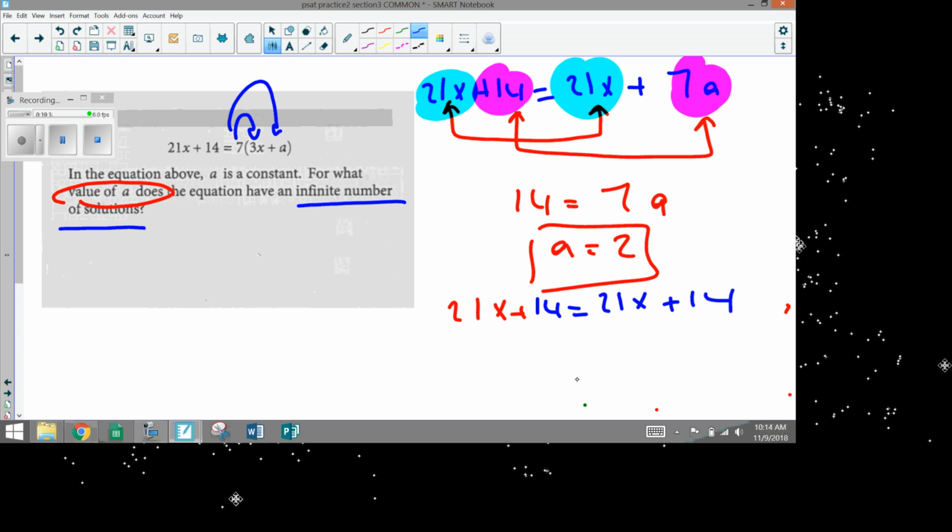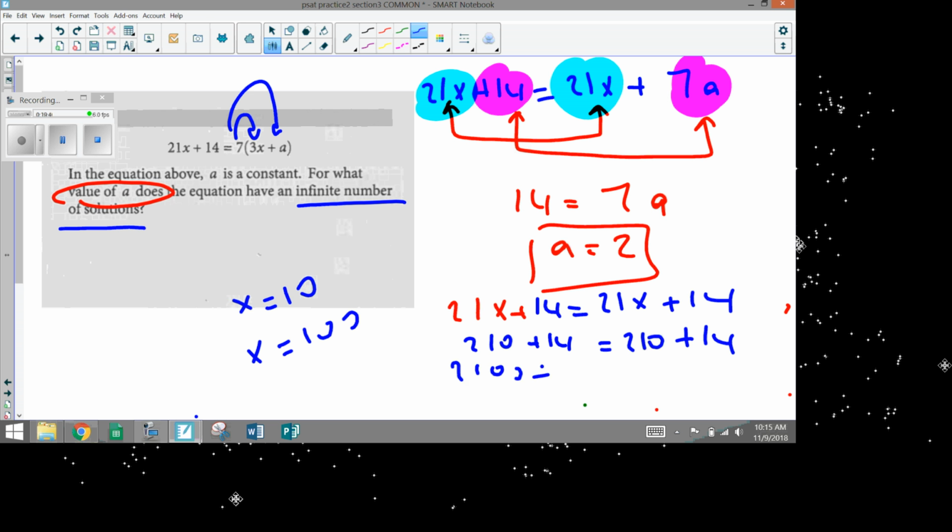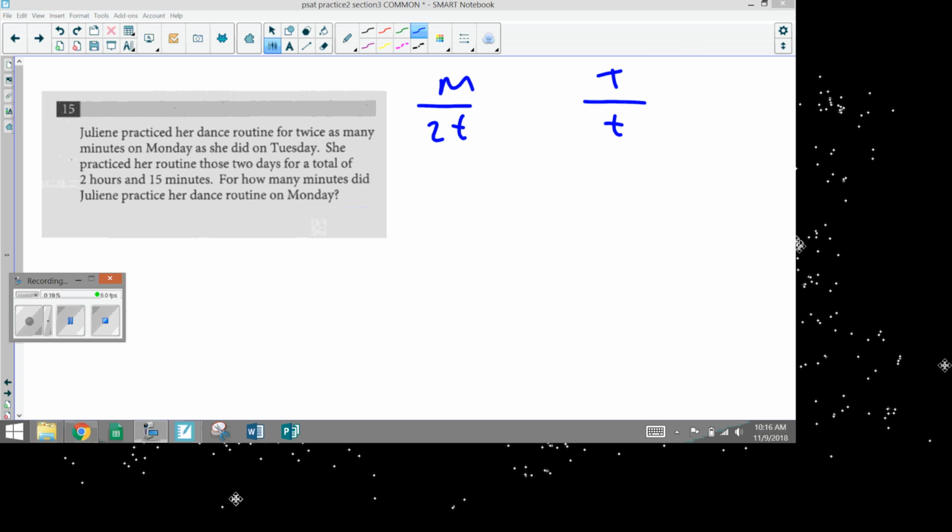What I'm trying to say, let me give one example. Let's say x equal to 10. X equal to 10, 210 plus 14 is equal to 210 plus 14. Is that right? So that's satisfied. Plug in whatever. Plug in 100. 2100 plus 14 is equal to 2100 plus 14. So whatever you plug in, it will satisfy. That means we did it correctly. Infinite number of solutions. A is equal to 2. Does that make sense? Okay, there's a question.